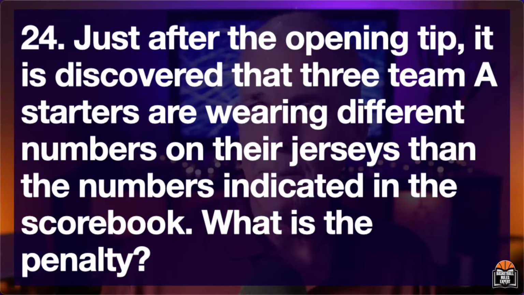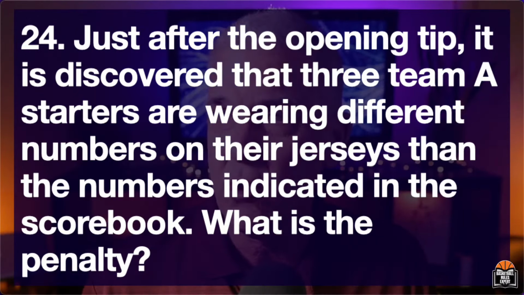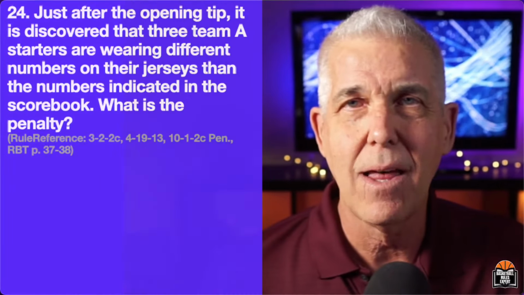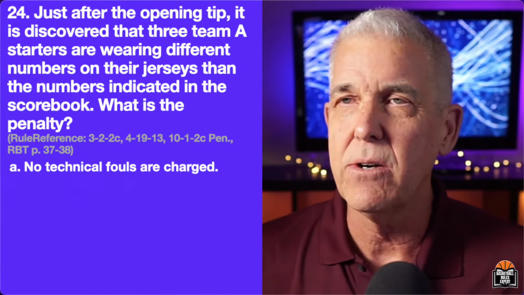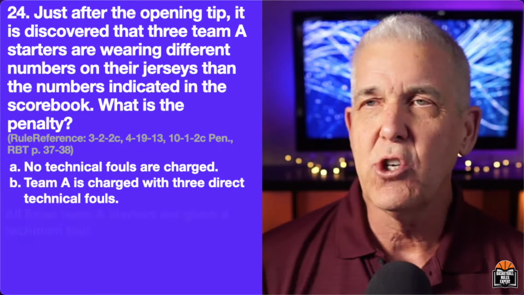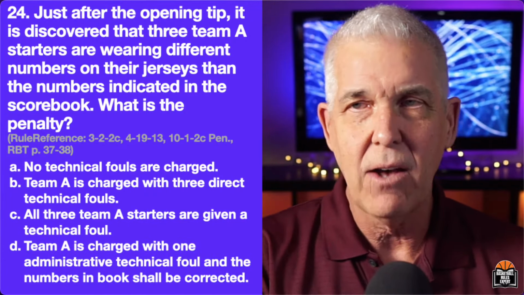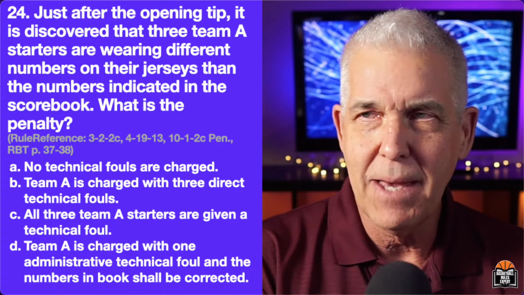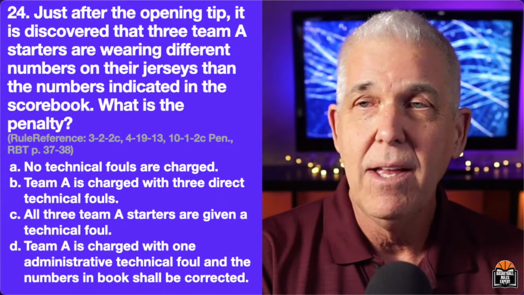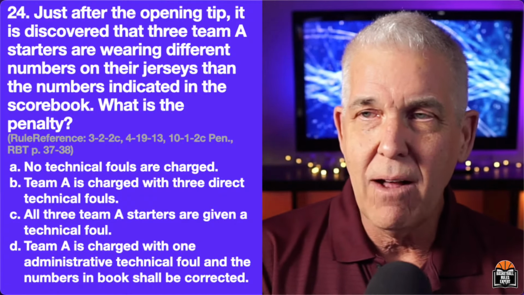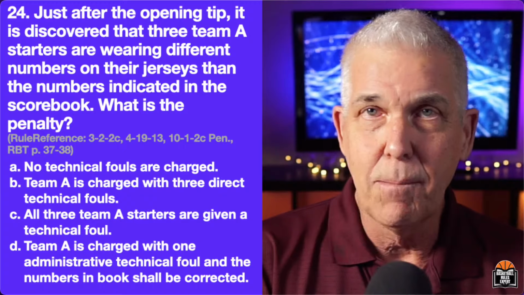Just after the opening tip, it is discovered that 3 Team A starters were wearing different jersey numbers on their jerseys than the numbers indicated in the scorebook. What is the penalty? Well, this is going to be severe. A, no technical fouls are charged. B, Team A is charged with 3 direct technical fouls. C, all 3 Team A starters are given a technical foul. D, Team A is charged 1 administrative technical foul, and the numbers in the book shall be corrected.